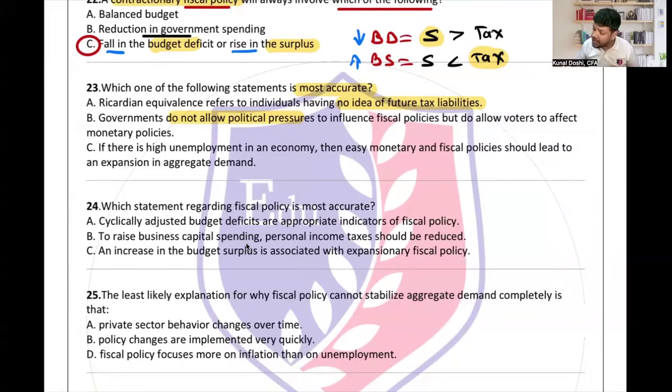If there is high unemployment in an economy, then easy monetary and fiscal policy should lead to an expansion in the aggregate demand. Yes, this is the solution that most of the time happens. When there is high unemployment, you start giving freebies, you make the fiscal policy expansion, and you start spending more, you keep the interest rates low. Those are the stupid things that most of the times governments do because they have no other ways of reducing the unemployment. Understood, everyone? Why C is the answer?